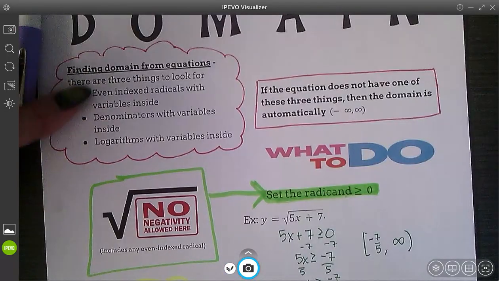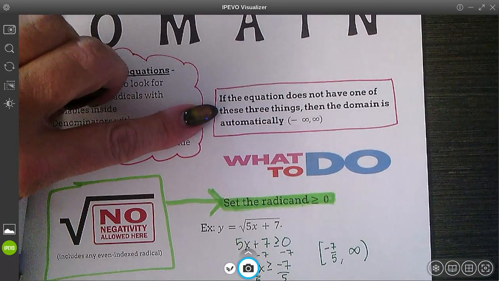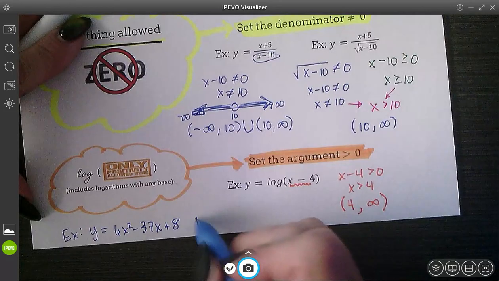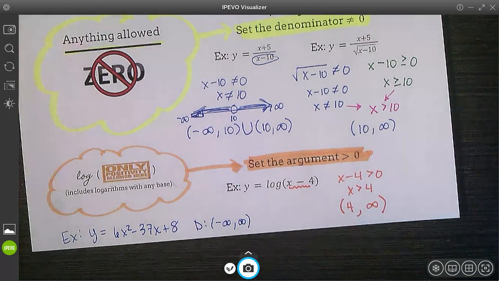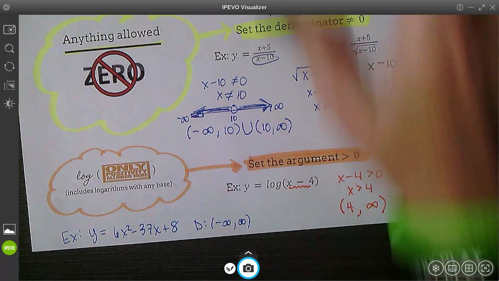Well, do I have any even index radicals with variables? Nope. Do I have any denominators with variables? Nope. Do I have any logarithms with variables? Nope. So if it doesn't have any of those three things, the domain is automatically negative infinity to infinity. So this one is real easy to answer. The domain here would be negative infinity to infinity. So just watch out for those really two things, and you should be perfectly fine.